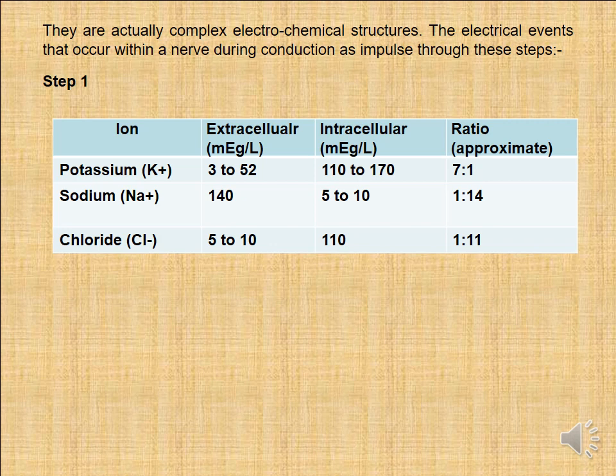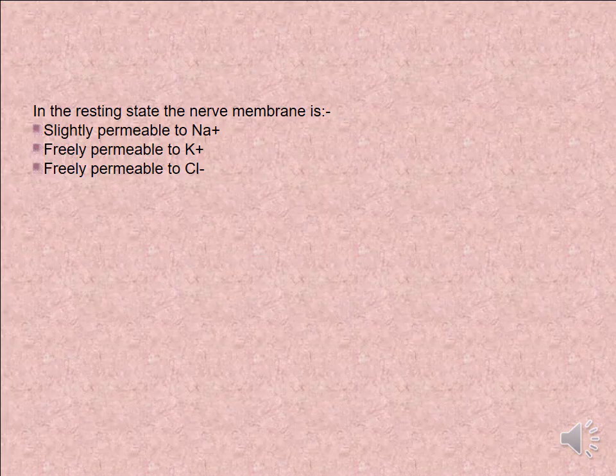So the positive charge is mainly extracellular, and the negative charge is mainly intracellular. In the resting state, the nerve membrane is slightly permeable to sodium, freely permeable to potassium, and freely permeable to chloride.